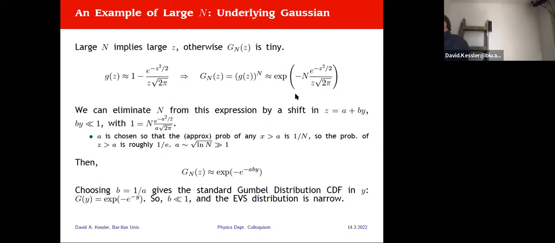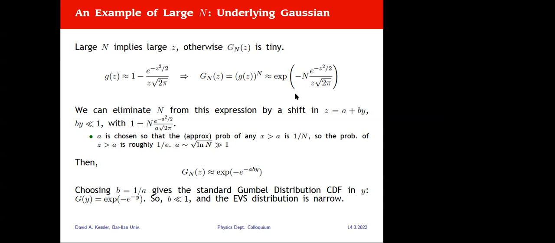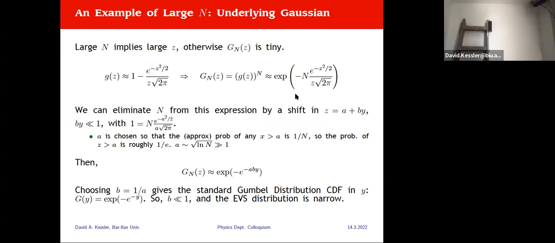If we have a lot of random numbers, we expect the largest number to be rather big. The bigger n is, the bigger it is, because we have more chances to get a big number. So large n is large z. That's the thing to keep in mind for this whole talk: large n means large z. So we need to evaluate g of z to the nth power for n large, and when z is large.